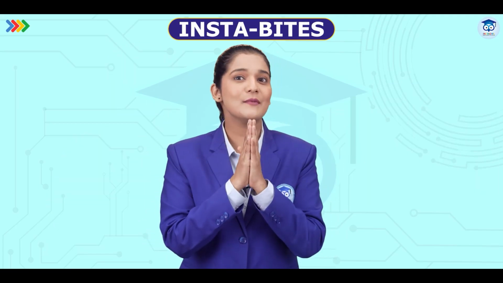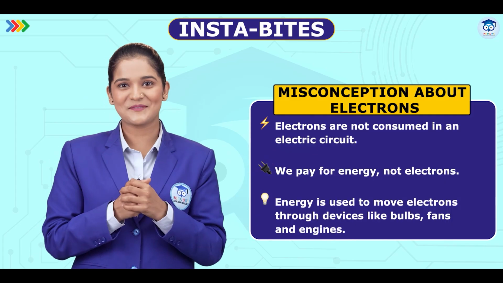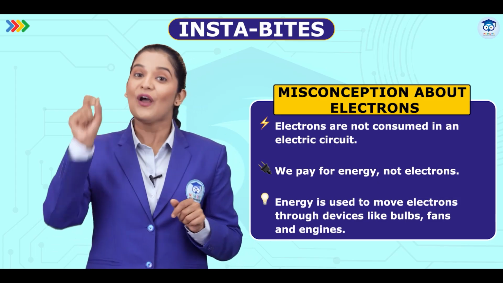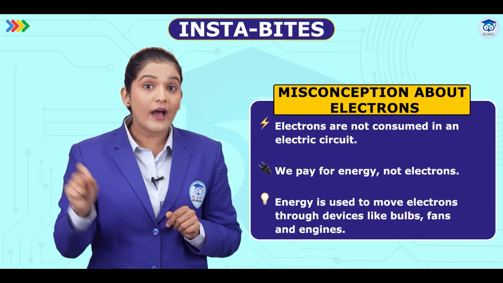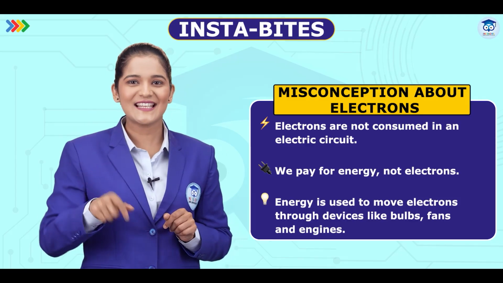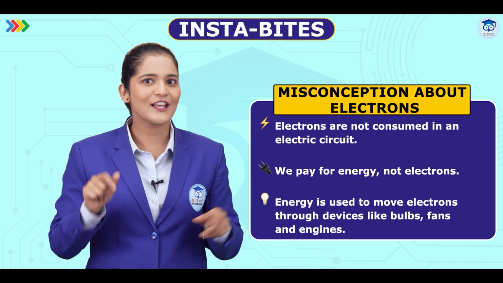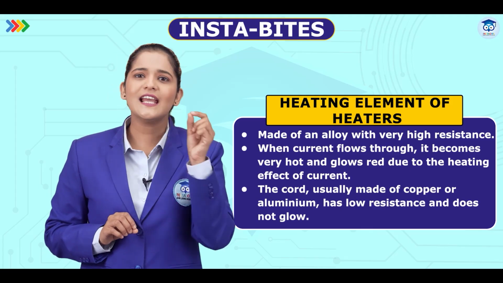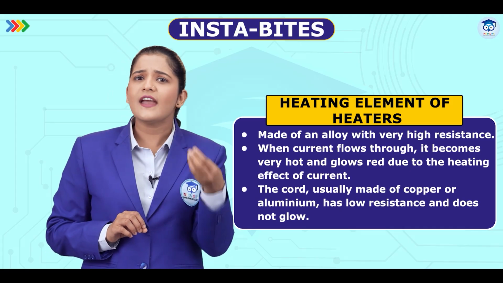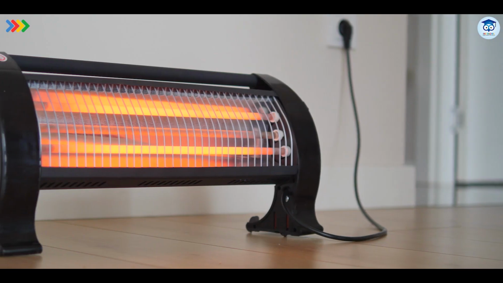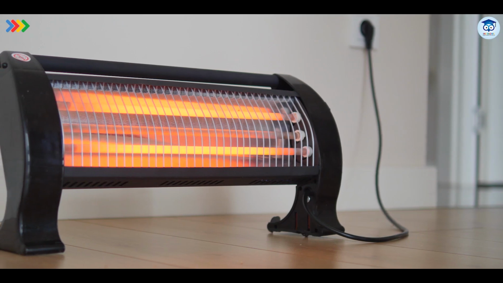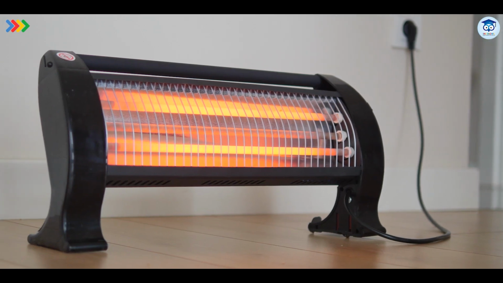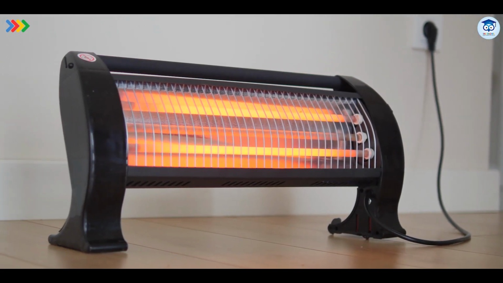Now, let's uncover some interesting facts with our Instabytes. Did you know electrons are not consumed in an electric circuit? What we pay for is the energy required to move these electrons through appliances like bulbs, fans, and engines, not the electrons themselves. In electric heaters, the heating element is made of an alloy with very high resistance, which heats up and glows red due to the heating effect of current. Meanwhile, the connecting cord, made of low resistance materials like copper or aluminium, remains cool.